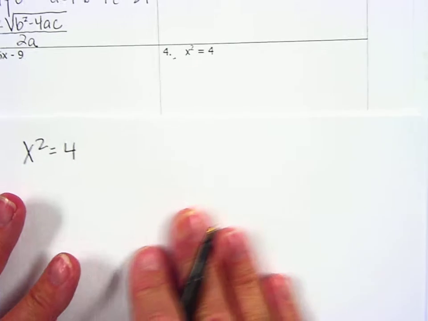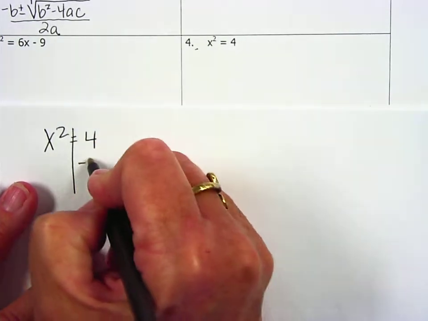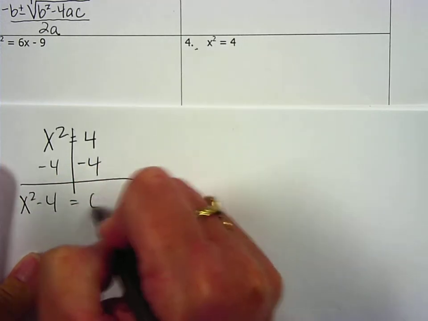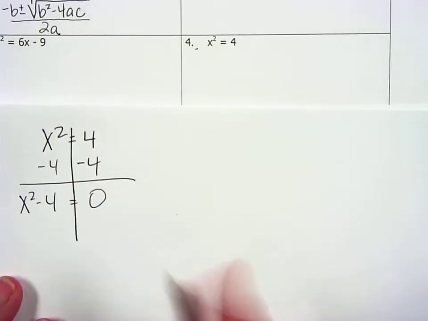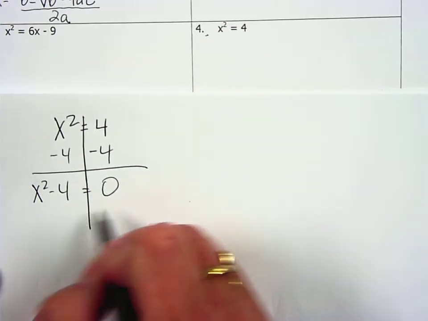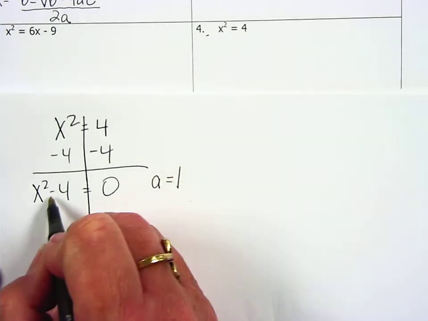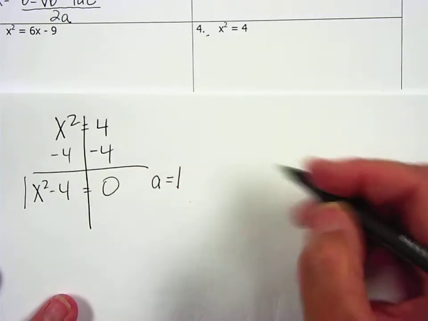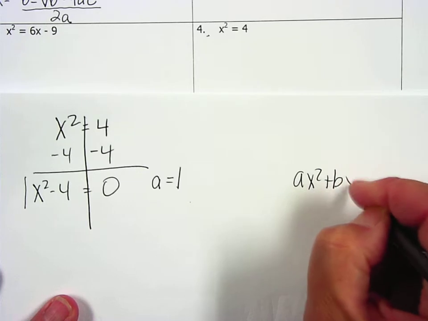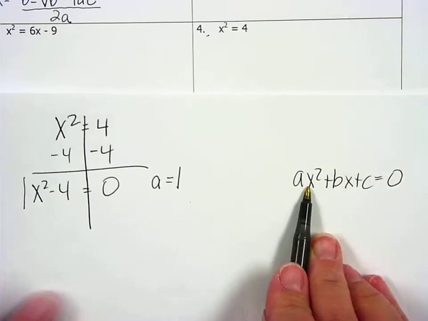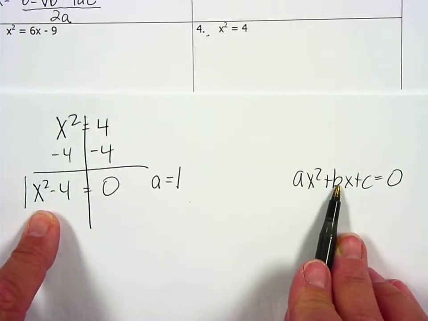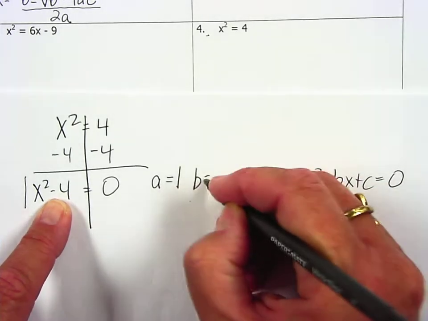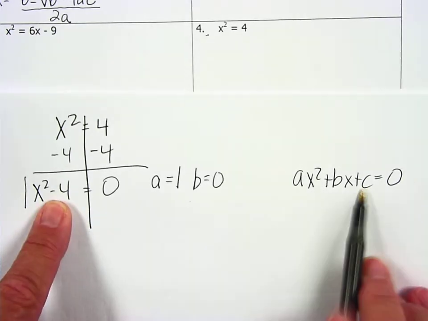Okay, it's not in standard form, so I'm going to subtract 4 from both sides. Okay, this is in standard form. A is 1, the coefficient here. B is 0 because there's no x term. Remember, ax squared plus bx plus c equals 0. The x squared term is here. I don't have a bx term, so b must be 0. And my constant, my c term, is negative 4.